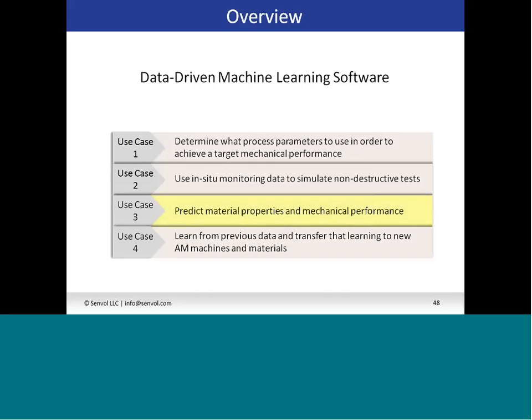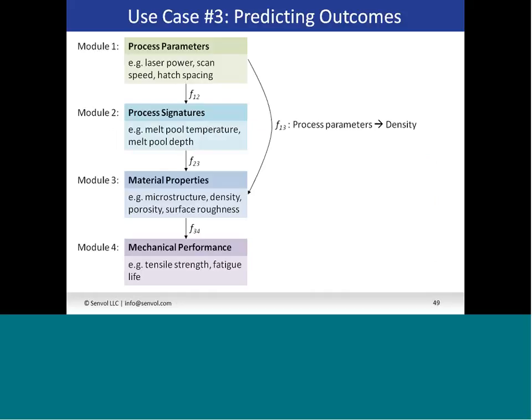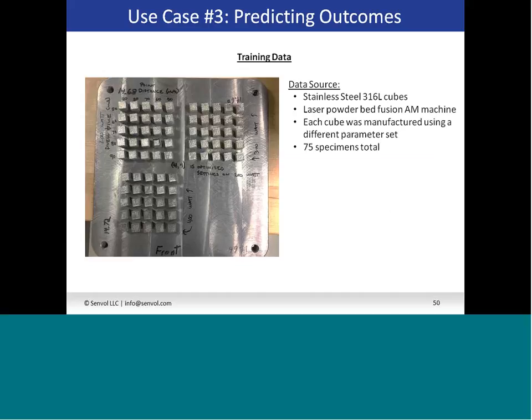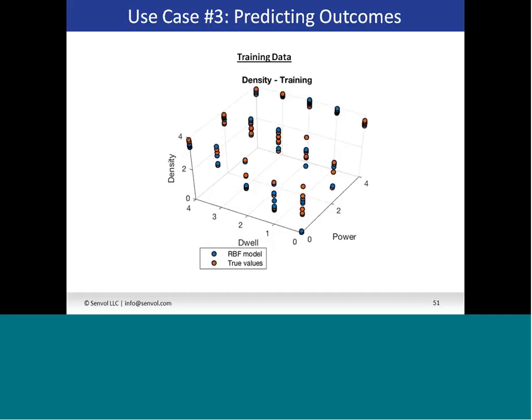I'm now going to move on to use case number 3, which is all about predicting material properties and mechanical performance. And I'm actually going to show you 2 examples here. The first is F13. So this is an example where our process parameters are set and we're predicting what the density should be. The training data set here was the same that I showed you before. It was the stainless steel 316L cubes on the Renishaw AM250 machine. Again, the process parameters were laser power, laser dwell time, and point distance. And what we're predicting is part density. And what we do, making up the numbers here, but what the software does is, let's say there are 100 data points.